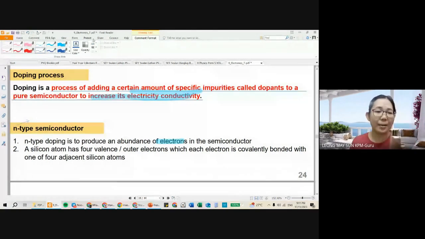So the N in N type comes from the word negative. So it produces an abundance of electrons in the semiconductor.